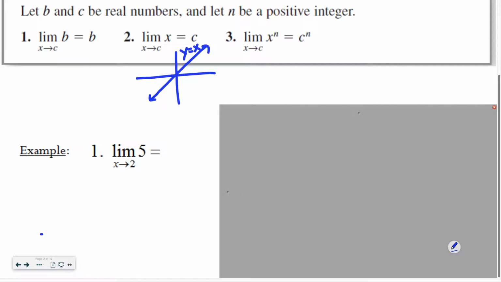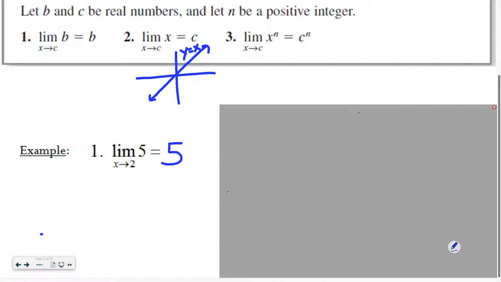Write it down. The limit as x approaches 2 of 5. What is it? 5. 5 is a horizontal line where all the y values are 5. Everywhere's 5. Every limit's going to be 5. Right? We're at the 2. Thank you. This is a question that should be the easiest question on your quiz.